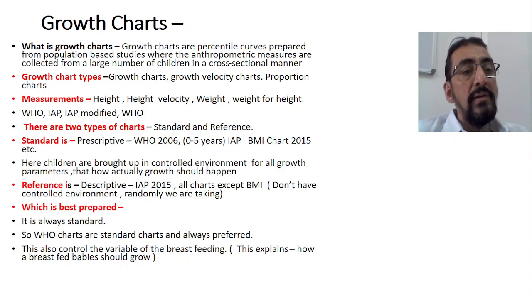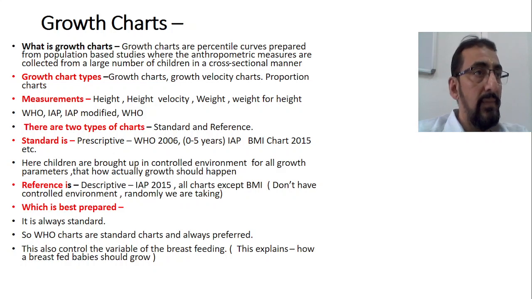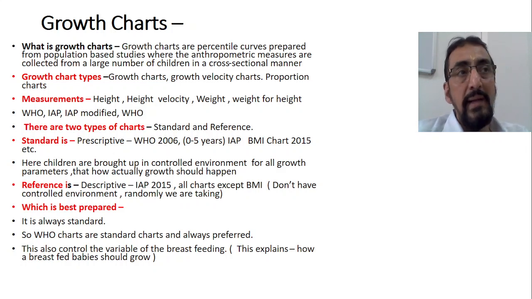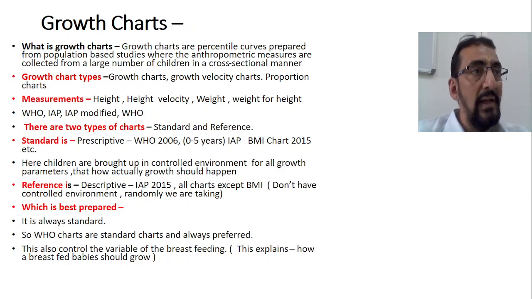So here the children are brought up in a controlled environment for all the growth parameters and how actually the growth should happen. Accordingly they will fix the atmosphere and then they will take the population studies. Based on that the chart is prepared. That is called a prescriptive chart or standard chart. It is not that one child is not given nutrition at all, another child is given nutrition, and both are included in the study. So this is called a standard chart.